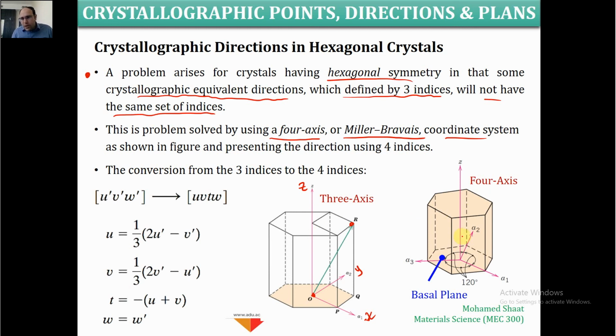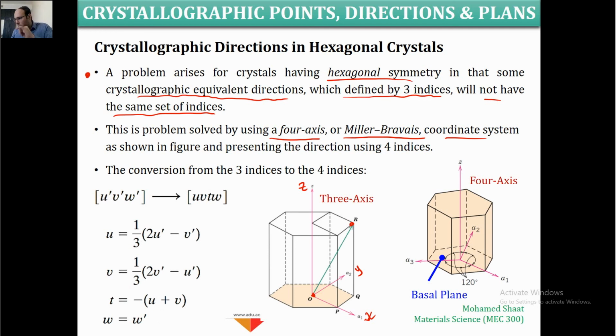How this Bravais or Miller coordinate system is set up: we're gonna set up A1, A2, A3, and Z. There is no X, Y anymore. To define a vector, you're gonna measure how long you're gonna move parallel to A1, not X, how long parallel to A2, how long parallel to A3, so these are 3 entries, and how long parallel to Z.